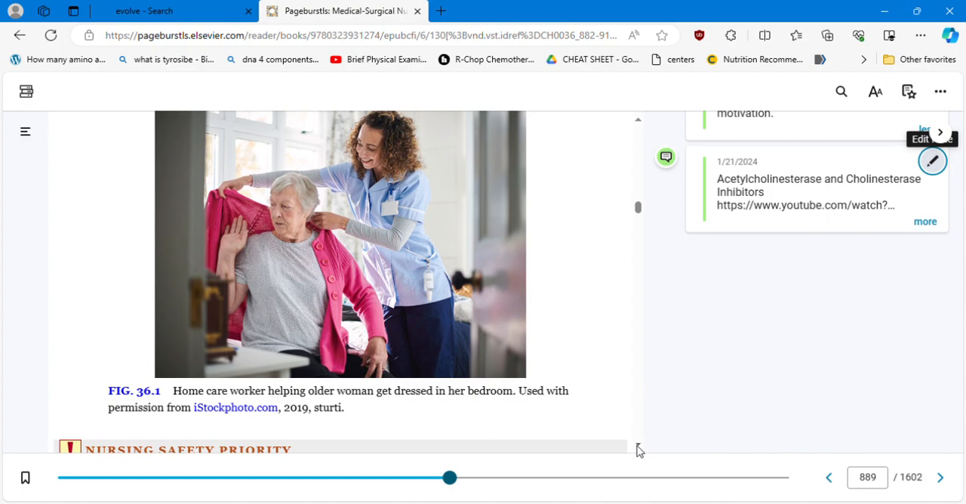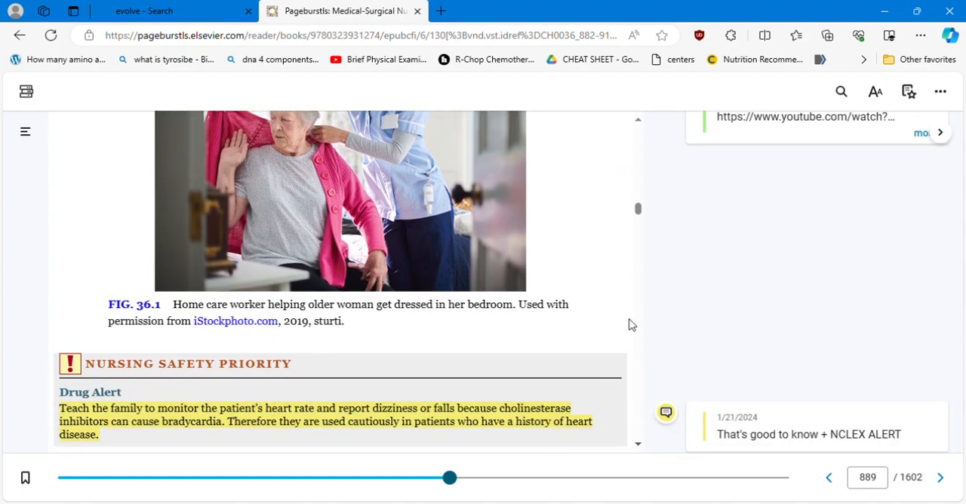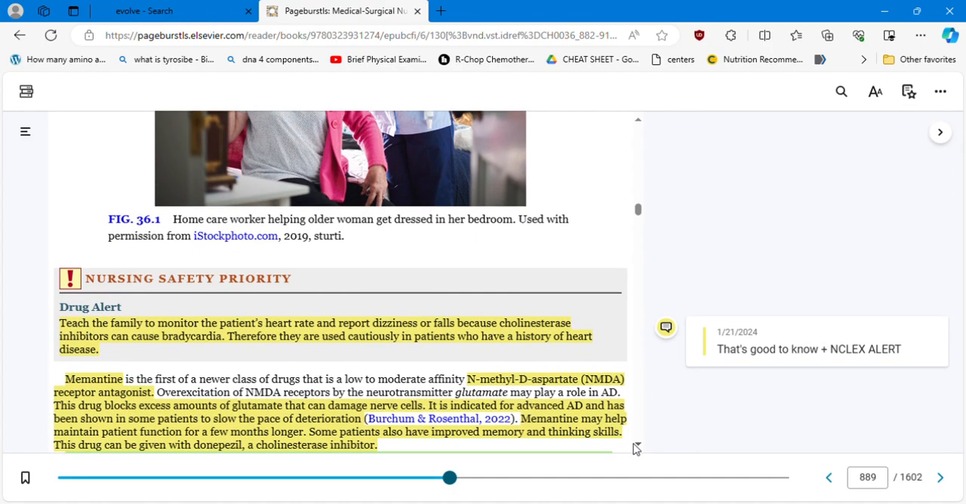Okay, so nursing safety priority, that's good to know. Teach the family to monitor the patient's heart rate and report dizziness or falls because cholinesterase inhibitors, which is your donepezil or Aricept, can cause bradycardia. Therefore, they are used cautiously in patients who have a history of heart disease.